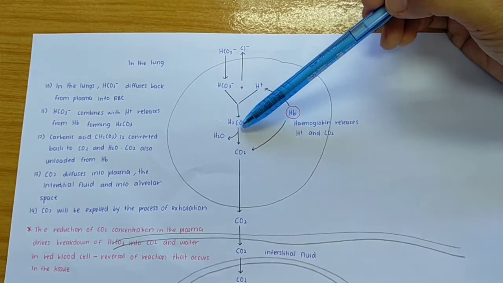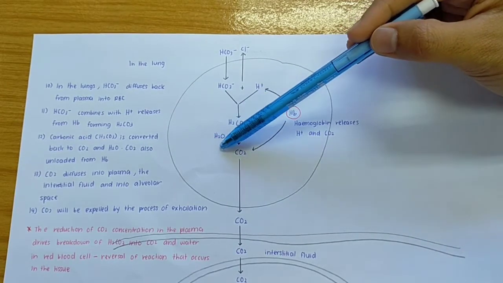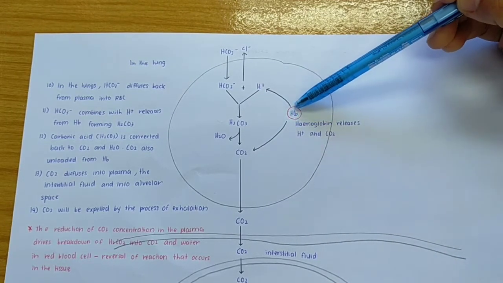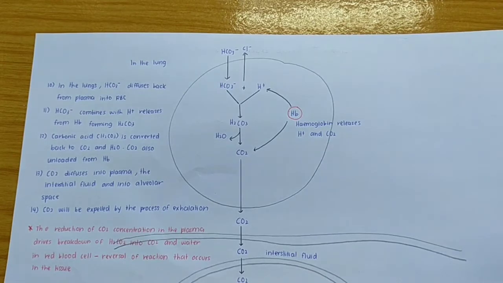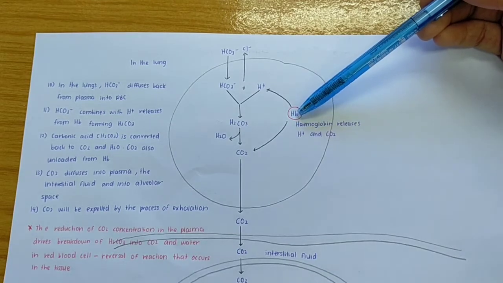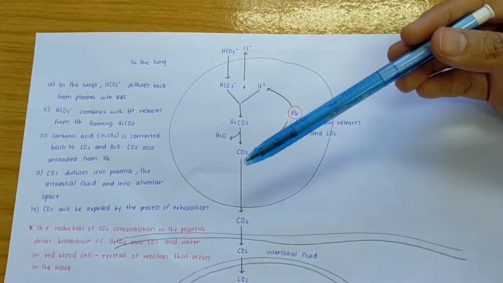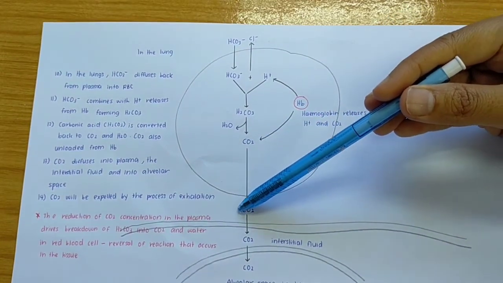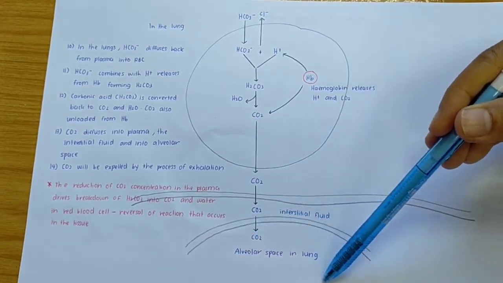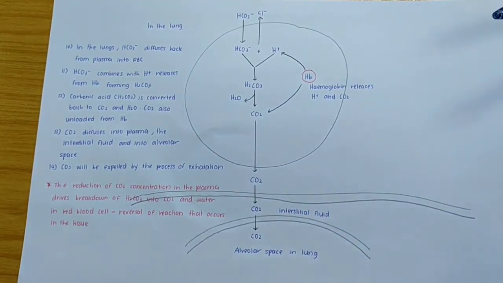So next, carbonic acid is converted back to carbon dioxide, releasing a water molecule. And then carbon dioxide also will be unloaded from hemoglobin, because earlier carbon dioxide also combined to the amino group of hemoglobin. So the carbaminohemoglobin will release the carbon dioxide. Okay, and then what happened to this carbon dioxide? Carbon dioxide diffuses into plasma and then to the interstitial fluid and into the alveolar space in the lung. Okay, and then what happened to the carbon dioxide? It will be expelled by the process of exhalation.